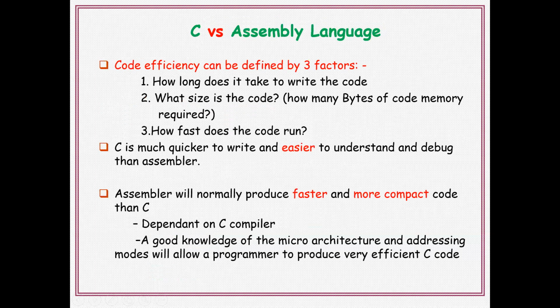And what is the major difference between C and assembly language? The first one is code efficiency, which can be defined by three factors. First one is how long does it take to write the code? Second point is what size is the code? That means how many bytes of code memory are required. And third one, how fast does the code run?